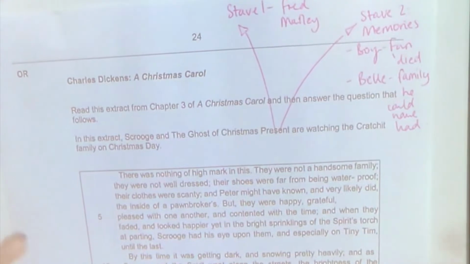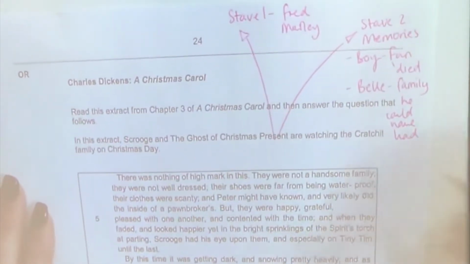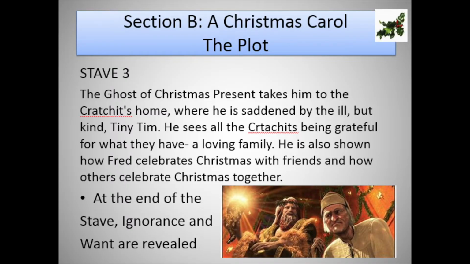Here we are in stage 3, so we know that we see the Cratchit family. The other important family to remember in stage 3, of course, is his own family. We see Fred's party, we see his family where they're not being very kind about him, they're sort of laughing about the type of man that he has become.